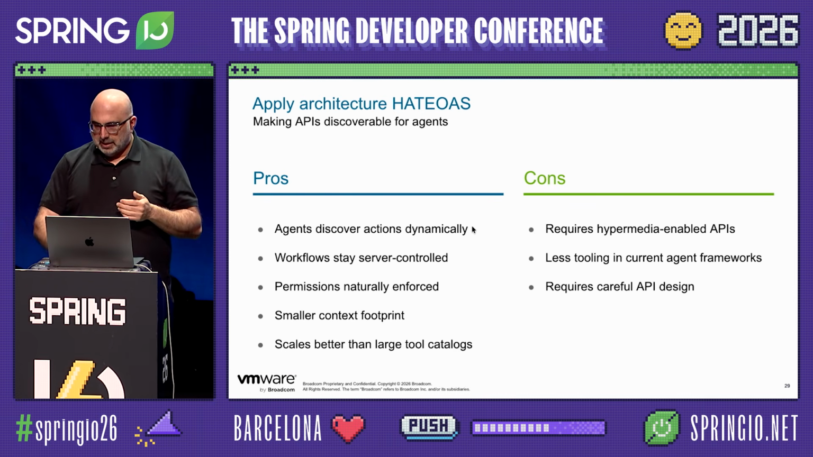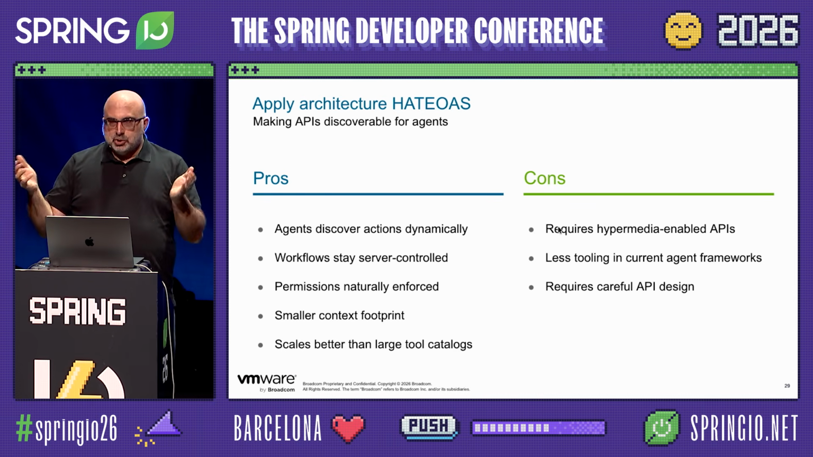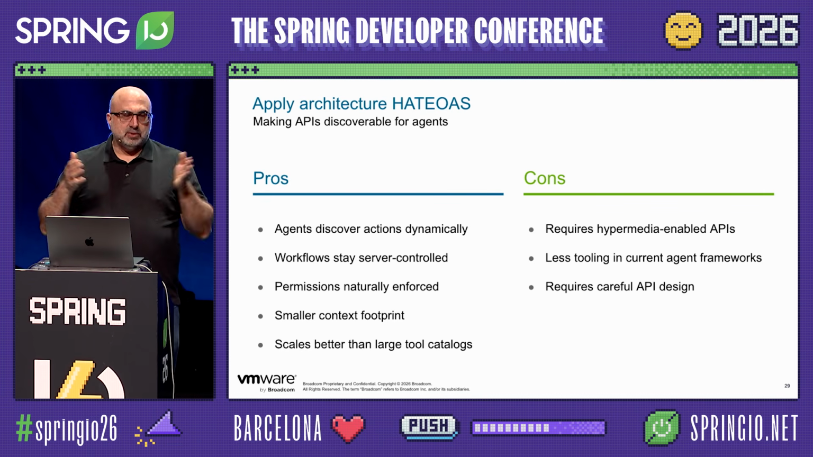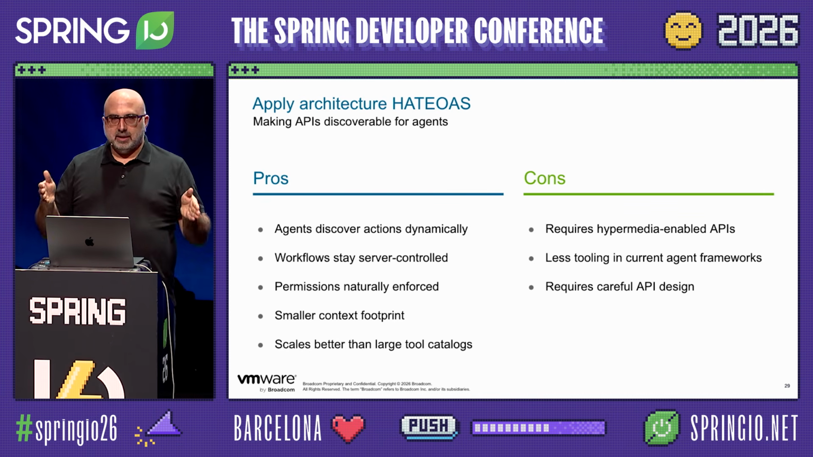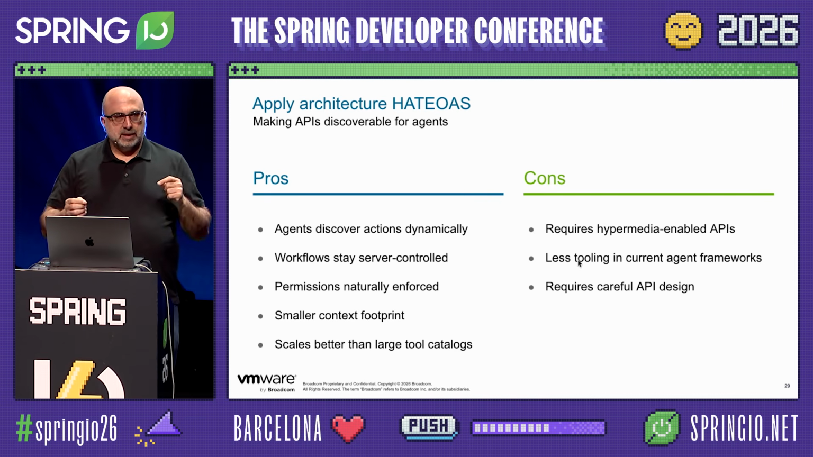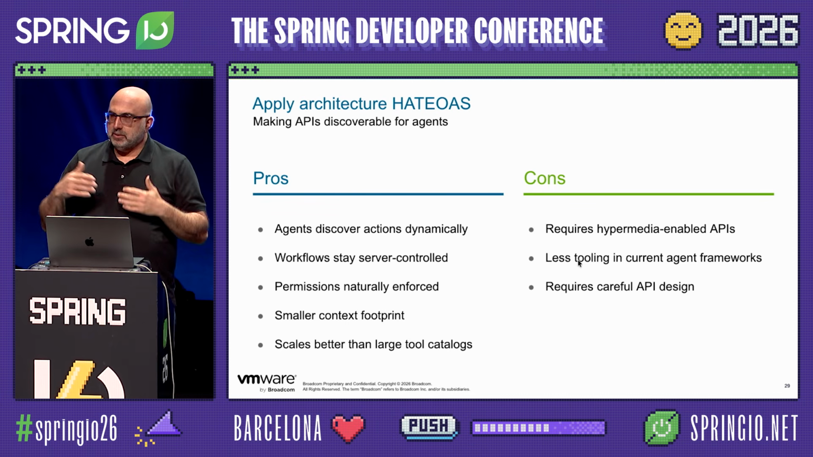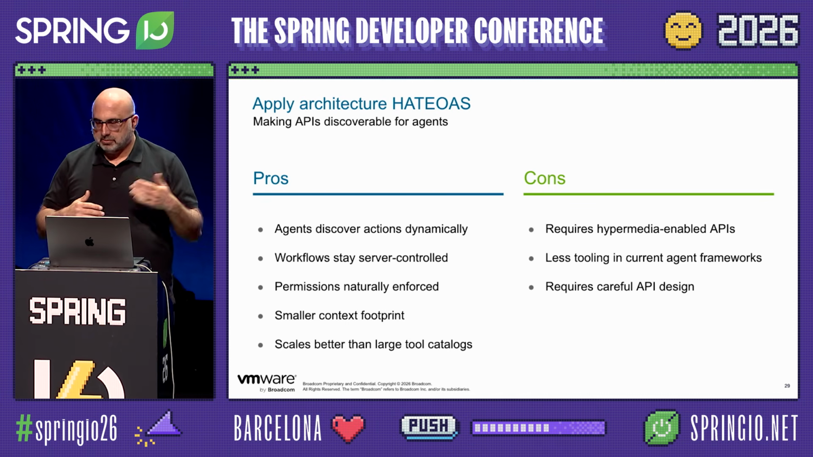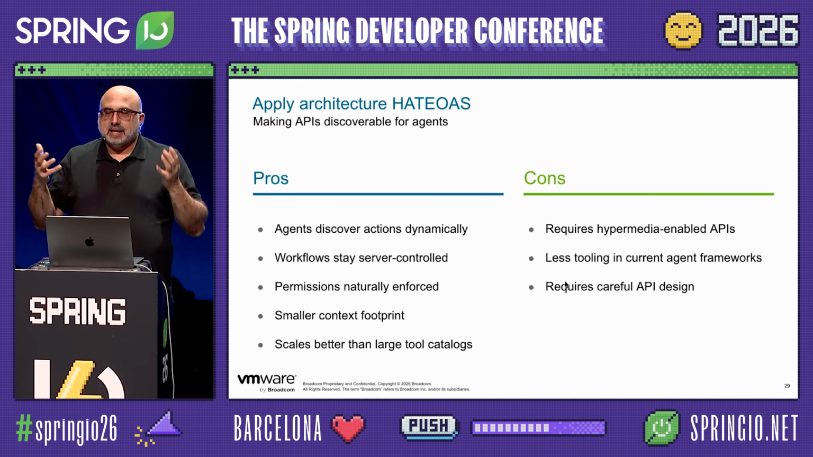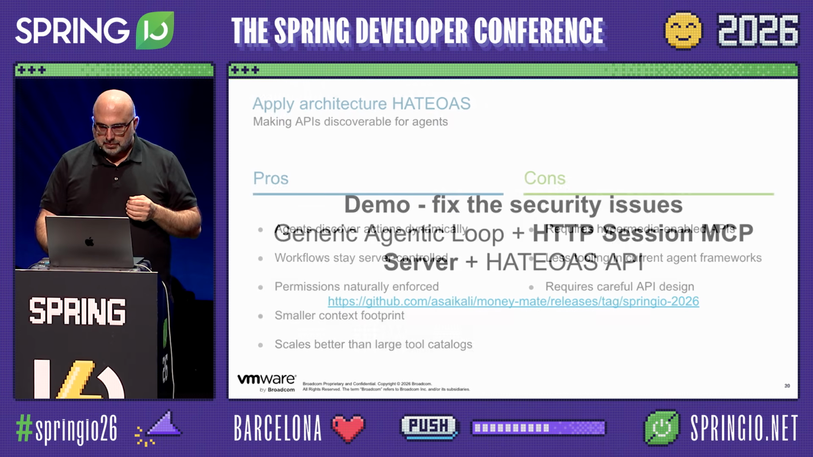So what are the cons? Well, you do need a Hypermedia API, which you probably do not have right now. So what I'm proposing is that you fix that by writing a new Spring Boot REST API, proper REST API that's HATEOAS-based. There's less tooling for this in the current agent frameworks, although I hope that will change as people rediscover this 25-year-old pattern. And you do need to design it carefully, right? Like you got to design your API for the use case.